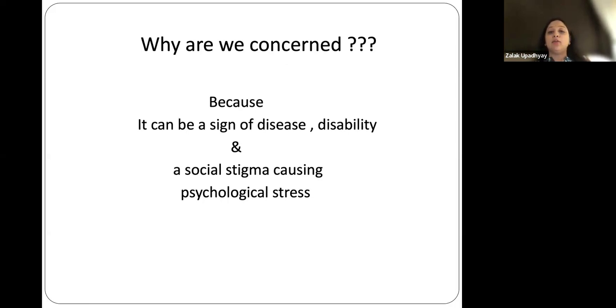So, timely diagnosis and a social stigma causing psychological stress. When we talk about maybe obesity or short stature, we know what amount of stress the child goes through, and they have that complex. When they go to school, there is bullying. So, it also leads to psychological stress, even in parents, that my child is not growing well. So, that is why monitoring growth is very important.